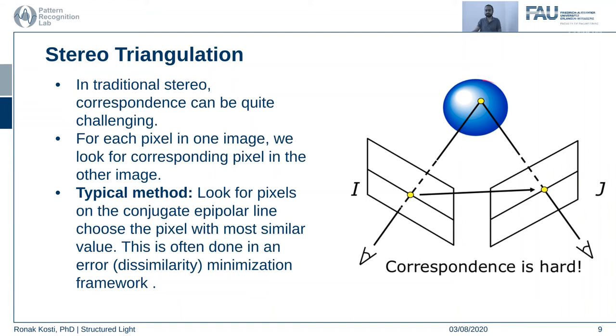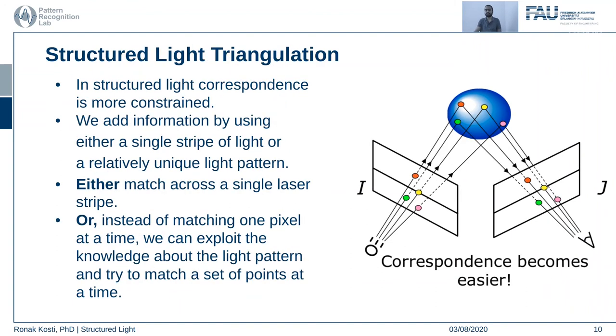What you see is that from the real scene, there is a ray of light that intersects this camera at this point, and another ray of light from the same point intersects the other camera at this point. It forms a triangulation, and using this triangulation technique, we are able to solve the stereo correspondence problem. Similar geometry is there for structured light triangulation.